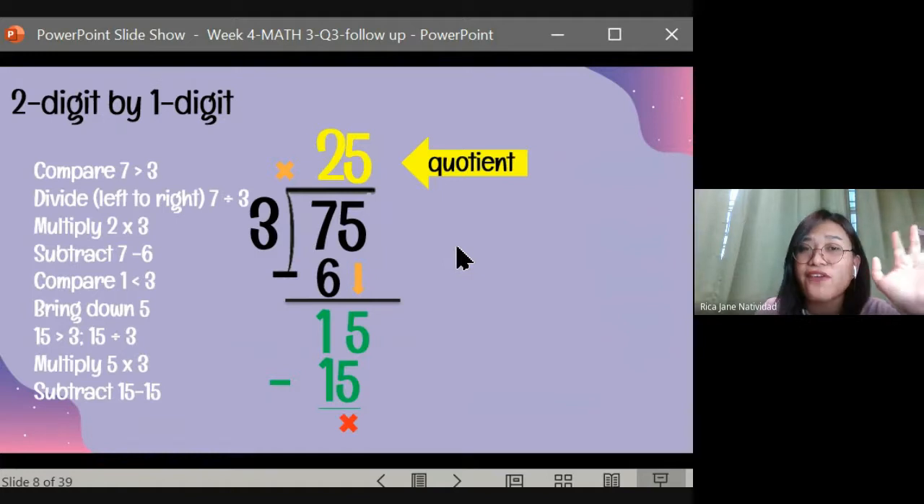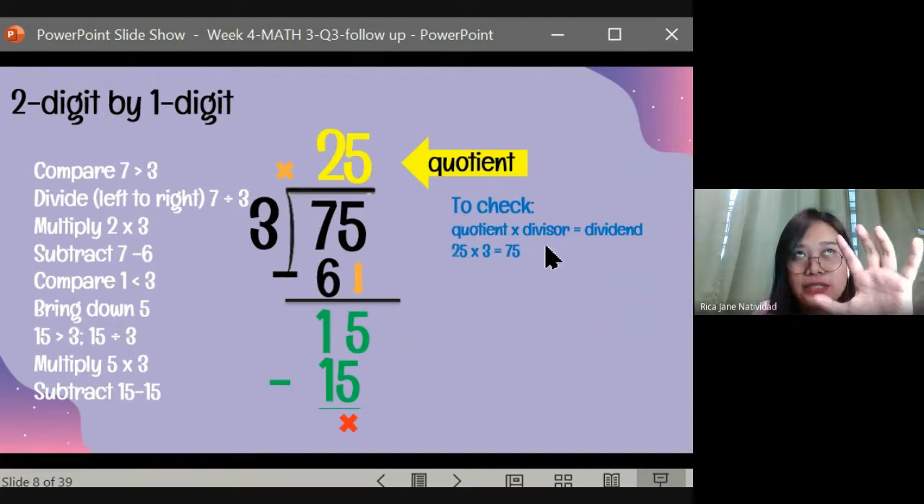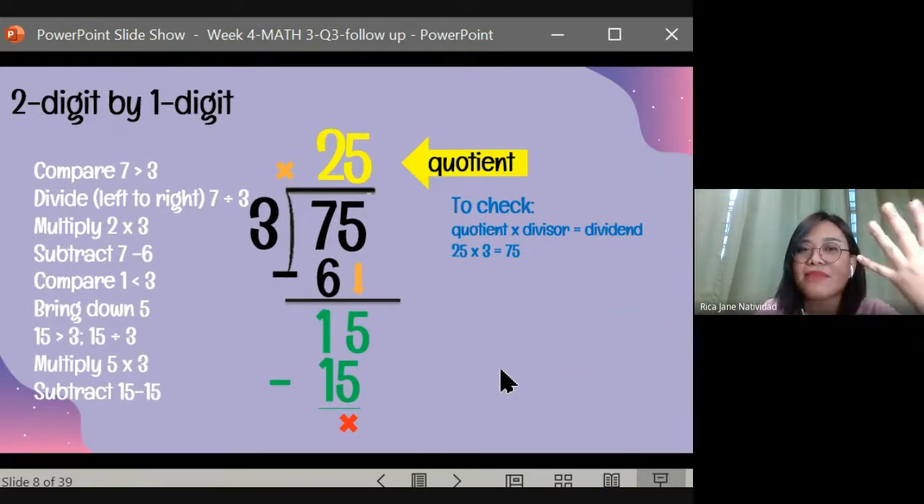To check if our answer is correct, we can multiply the quotient times the divisor. The product should be equal to the dividend. So when we have 25 times 3, it's 75. So it means we got the correct quotient.